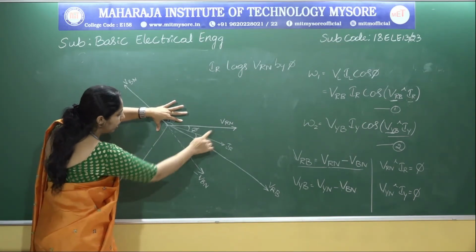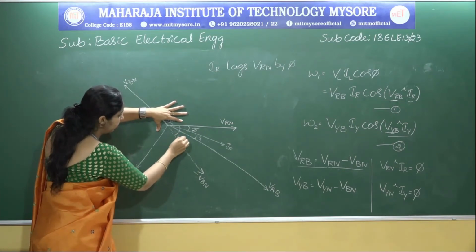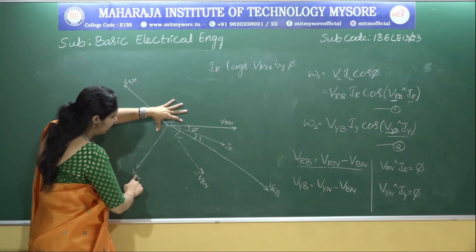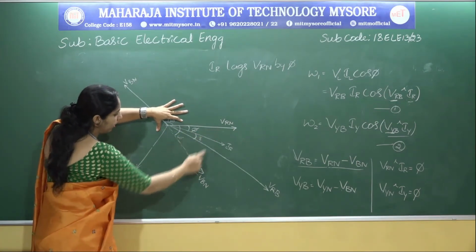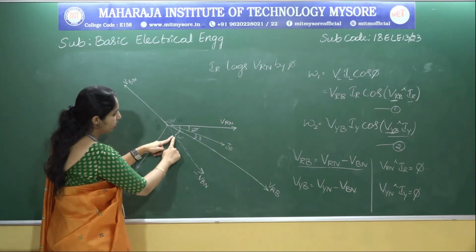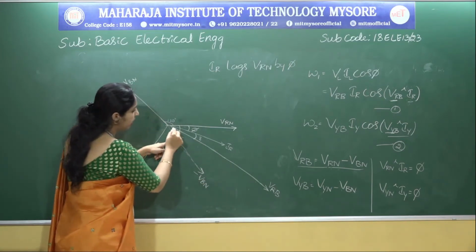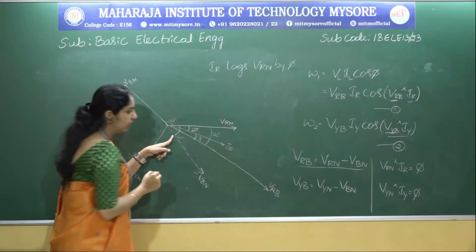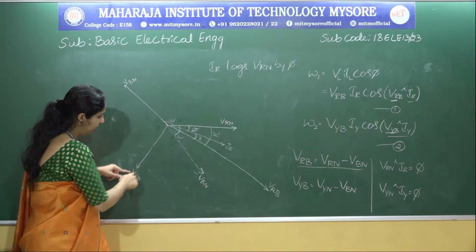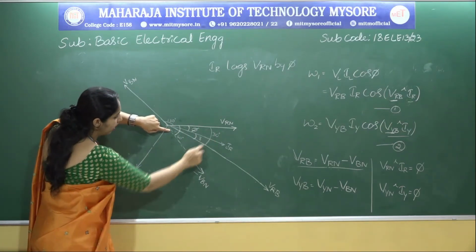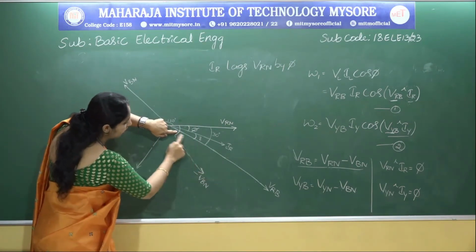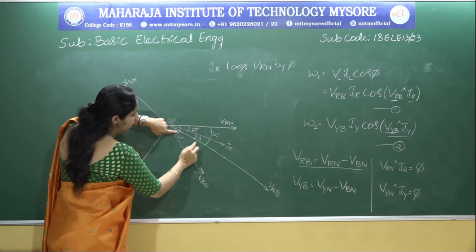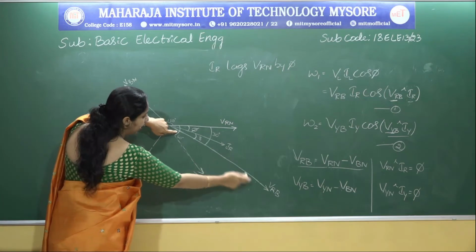Now the angle difference between VRN and minus VBN is 60 degree, since minus VBN is exactly half of VRN and VYN. Which is the half of these two lines? That is VRB. Now what is the angle difference between VRN and VRB? It is 30 degree. Clear? So the angle difference between VRN and VYN is 120 degree, and between VRN and minus VBN is 60 degree. Since VRB is exactly half of VRN and minus VBN, the angle difference between VRN and VRB is 30 degree.